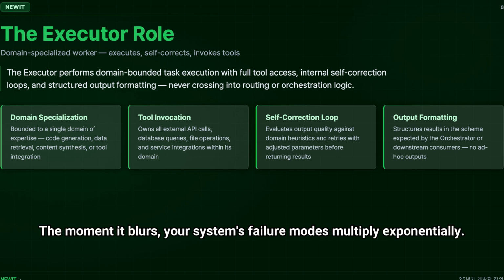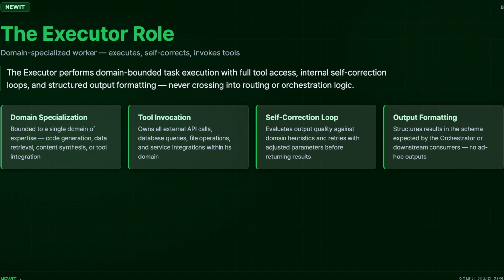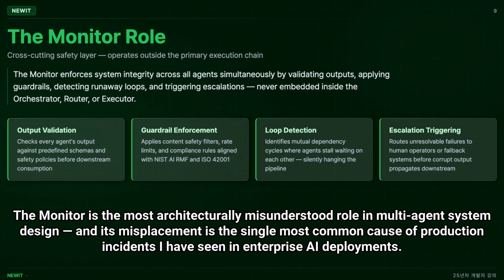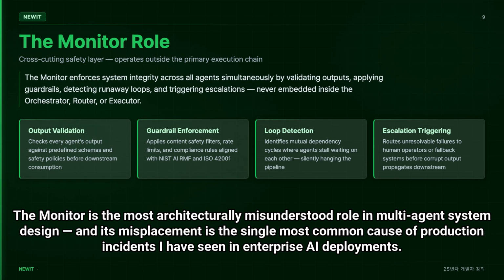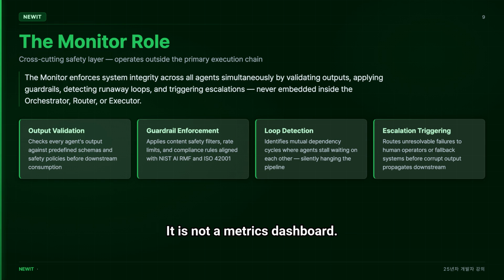The moment it blurs, your system's failure modes multiply exponentially. The monitor is the most architecturally misunderstood role in multi-agent system design, and its misplacement is the single most common cause of production incidents I have seen in enterprise AI deployments. The monitor is not a logging agent. It is not a metrics dashboard.